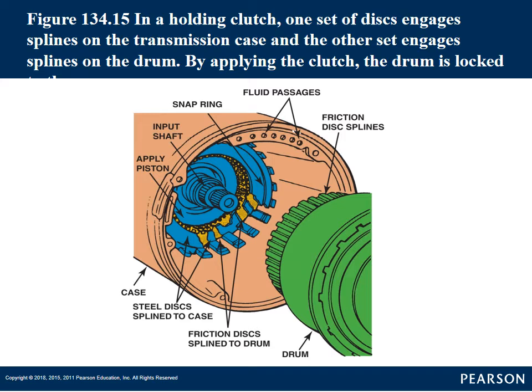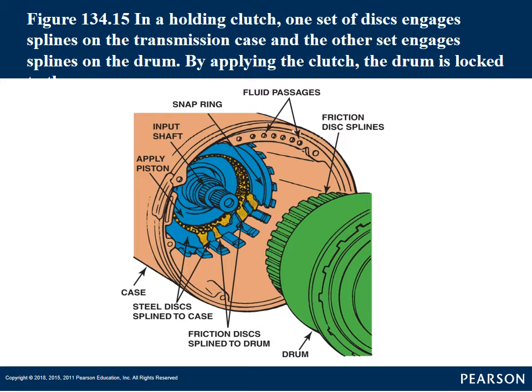Here's a picture, and that picture before was an apply clutch or a driving clutch. Here's an example of a holding clutch where we have a clutch pack, but the steel plates are lugged into the case. The piston on this one is below what we can see, below the clutch pack.